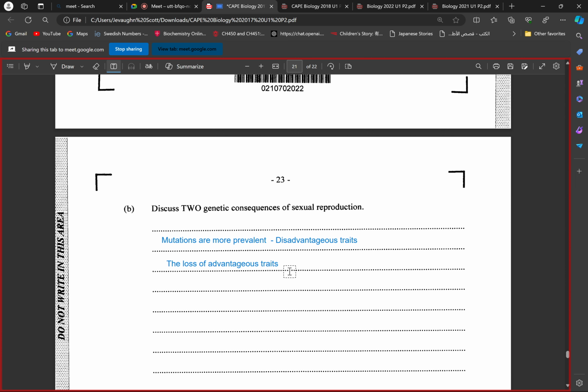All right, and then with the loss of advantageous traits, we could actually have the production of advantageous traits through natural selection, right? Via variation. So you could speak about those things as well, right? All right, so is that it?